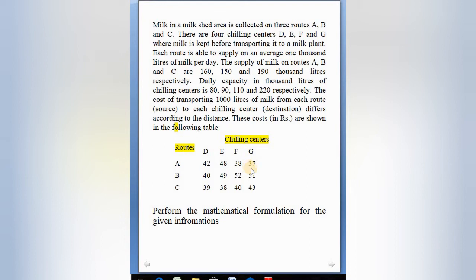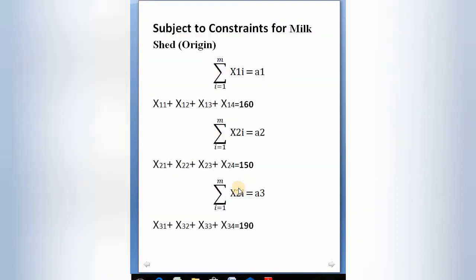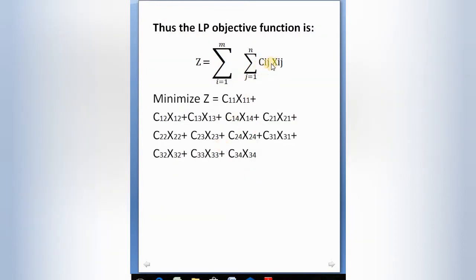The objective is to find the values of Xij so as to minimize the transportation cost. As I said already, there will be three properties in the mathematical formulation. First I will formulate the objective function.